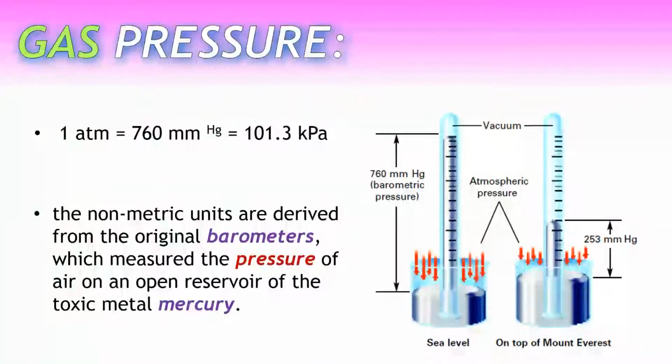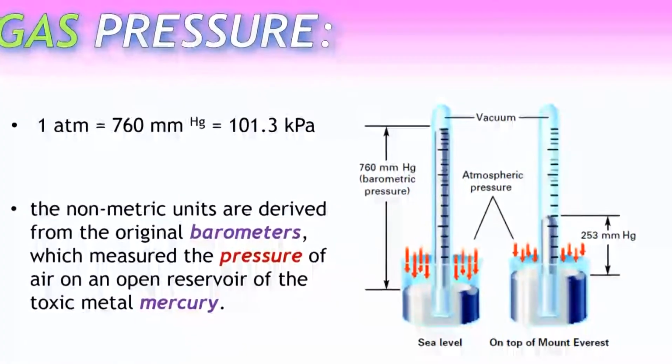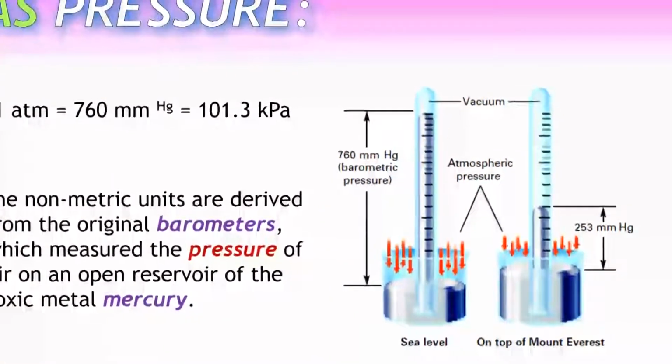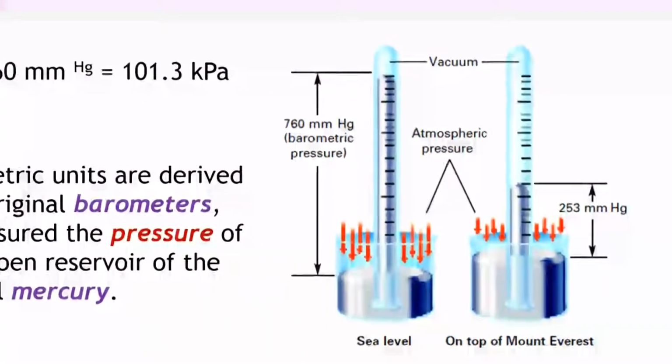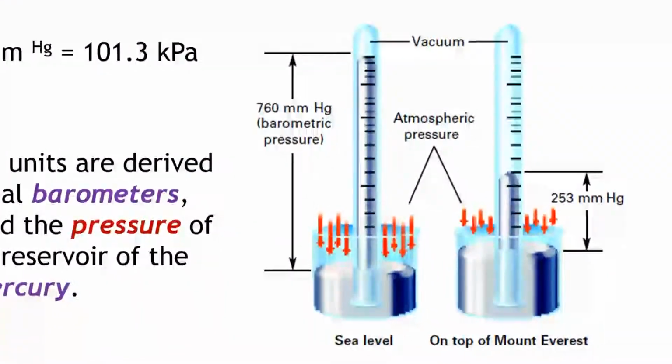When we use the conversion factors, 1 atmosphere equals 101.3 kilopascals, which equals 760 millimeters of mercury. This reminds us of how these units were developed in the first place. The non-metric units like atmospheres and millimeters of mercury were derived from the original barometers. These barometers were fairly large setups. They measured the pressure of air on an open reservoir of mercury. Mercury is a toxic metal, but it's also a metal which is liquid at room temperature.